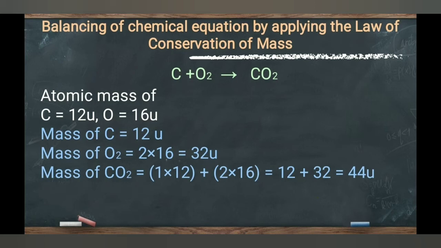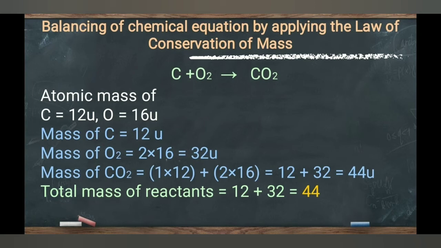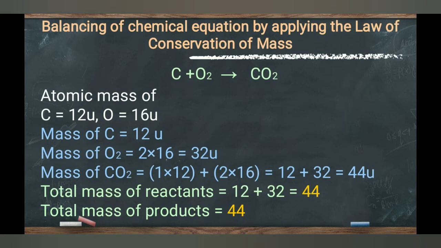Now, the total mass of reactants is equal to the mass of carbon plus the mass of the oxygen molecule. So it is 12 plus 32 equal to 44. The total mass of products is equal to the mass of the CO2 molecule. So the total mass of products is equal to 44 units, which is equal to the mass of reactants. So in this reaction, the total mass of reactants is equal to the total mass of products. So here, mass is neither created nor destroyed. So this equation is the balanced chemical equation.